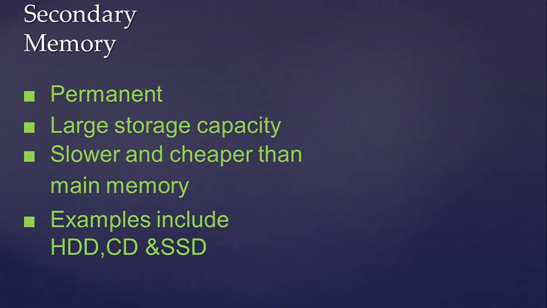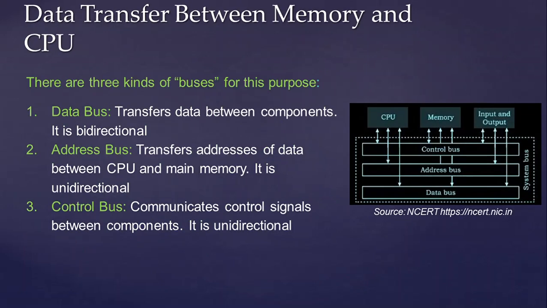Next is secondary memory. It is permanent. It has a large storage capacity. It is slower and cheaper than the main memory. Some of the examples which we use in our daily lives are hard disk, CD, and SSD, which are placed in cameras. Next, the data transfer between memory and CPU.